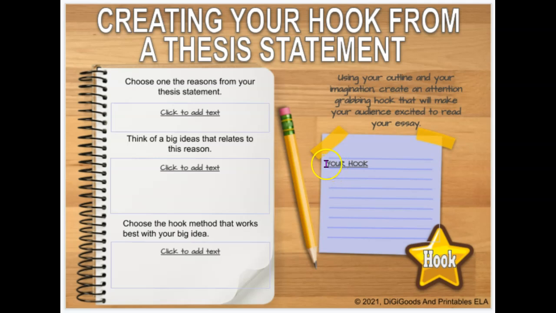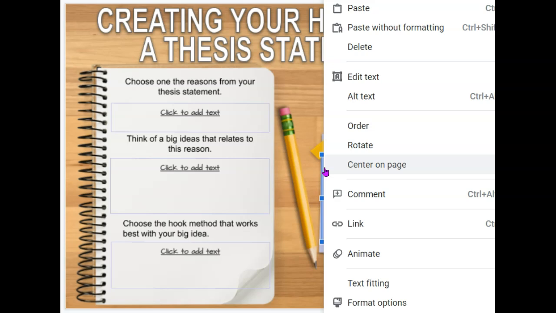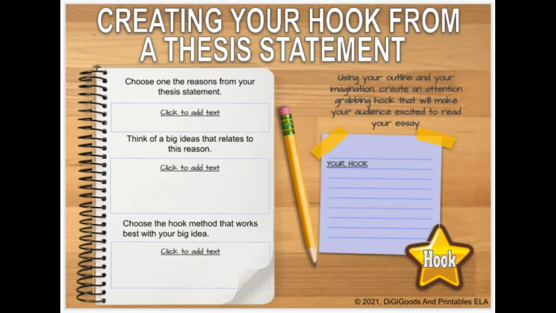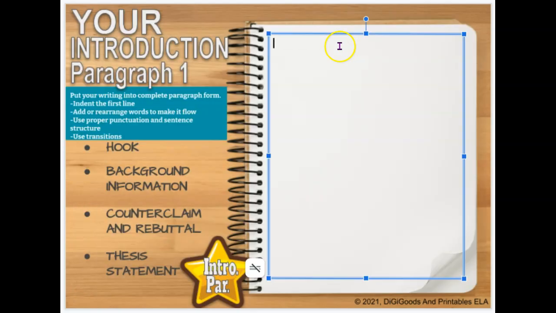you will highlight everything here, or just highlight the whole box and hit Control-C, which is copy. Or you can also right-click and select copy. Copy everything from your purple sticky note because that is your hook. And then you're going to scroll back down to the current slide. You'll click into the box and hit Control-V and paste your hook, or right-click and paste.